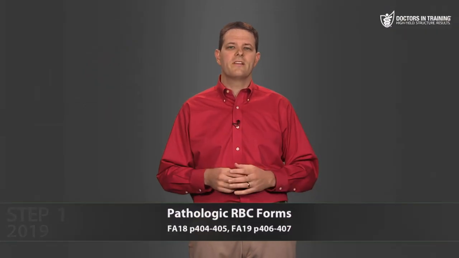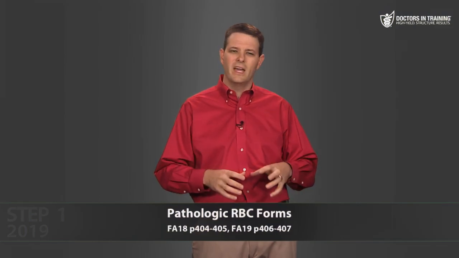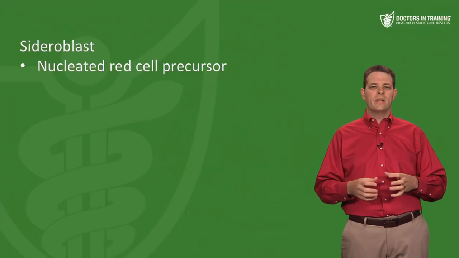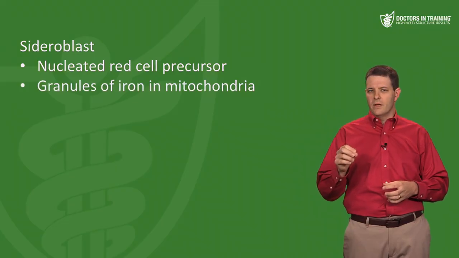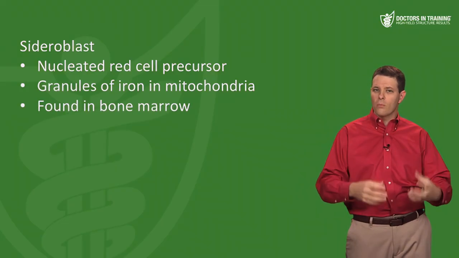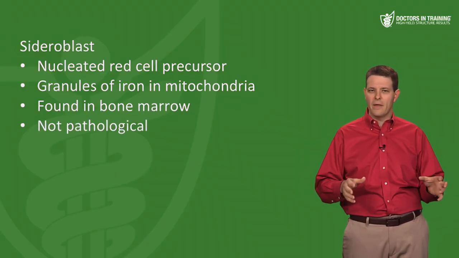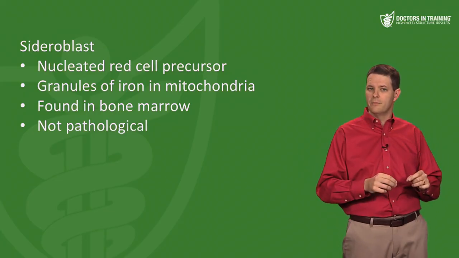And finally, I want to discuss sideroblasts and ring sideroblasts for just a second because this is potentially confusing and it gets mixed up a lot. So first of all, what is a sideroblast? A sideroblast is a nucleated red cell precursor that has granules of iron in the mitochondria. And sideroblasts are found in the bone marrow of normal, healthy people. So sideroblasts are perfectly normal. They're not pathological. And again, they're found in the bone marrow, not in the peripheral blood.